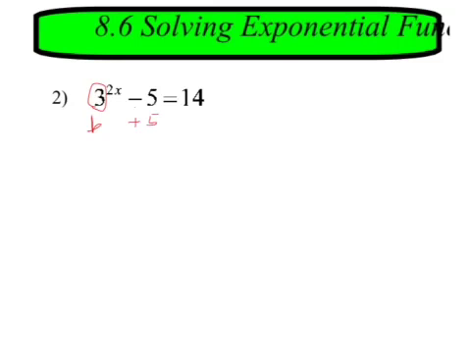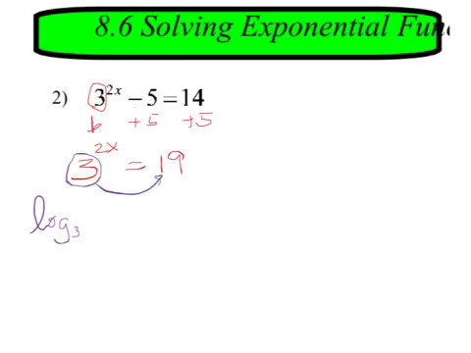So the first thing I'm going to do is go plus 5 to both sides, and that gets my base, 3 to the 2x equals 19. My base is now alone, and so now I'm going to put it into log form. So I'm going to write log, and then the base becomes the base of the log. So log base 3 of 19 equals 2x.